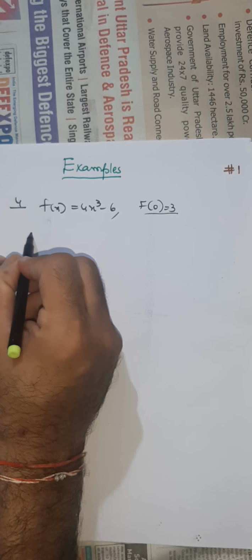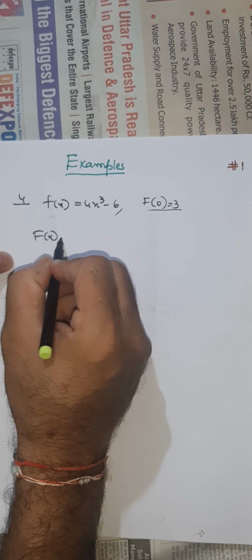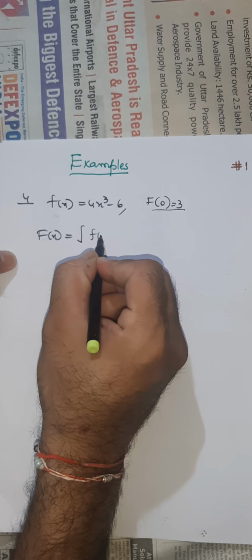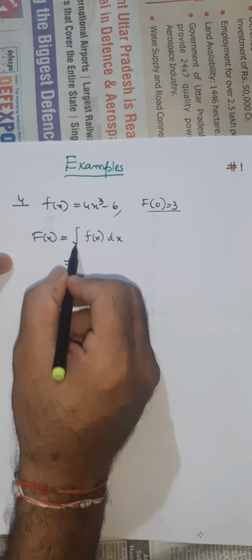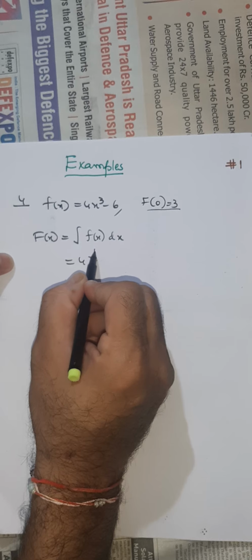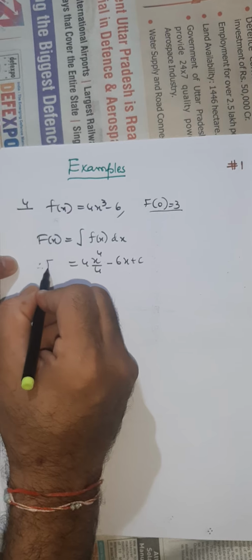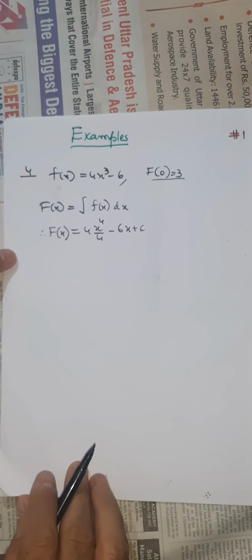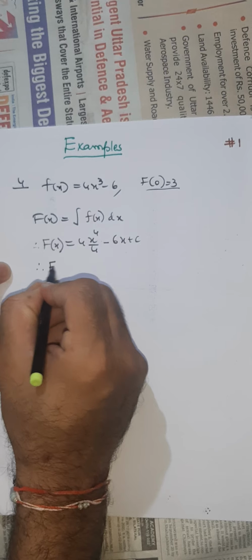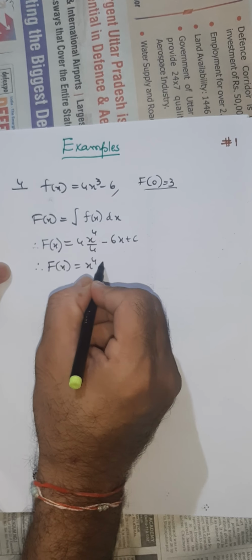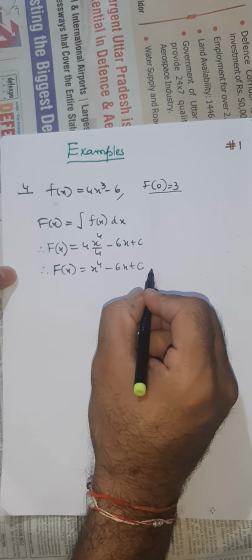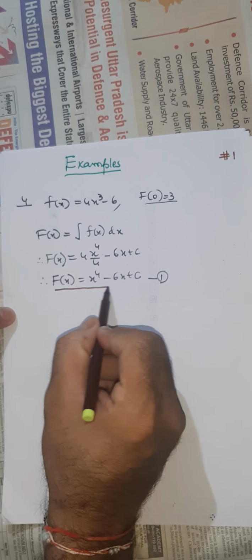So here, f(x), that's antiderivative, equals integral of f'(x). So 4 into x raised to 4 by 4 minus 6x plus c. This is given to us, big F(x) equals this. So this 4 will get cancelled: x raised to 4 minus 6x plus c. Now we find this constant of integration using the condition and put it there. We just find c and put it into this equation number 1.